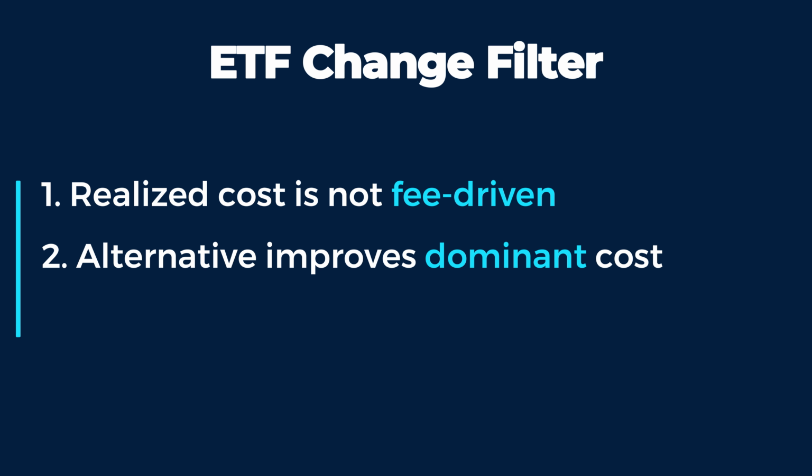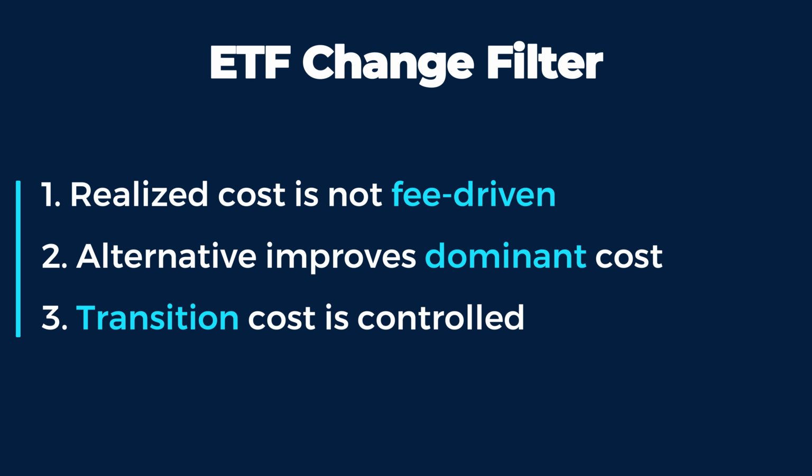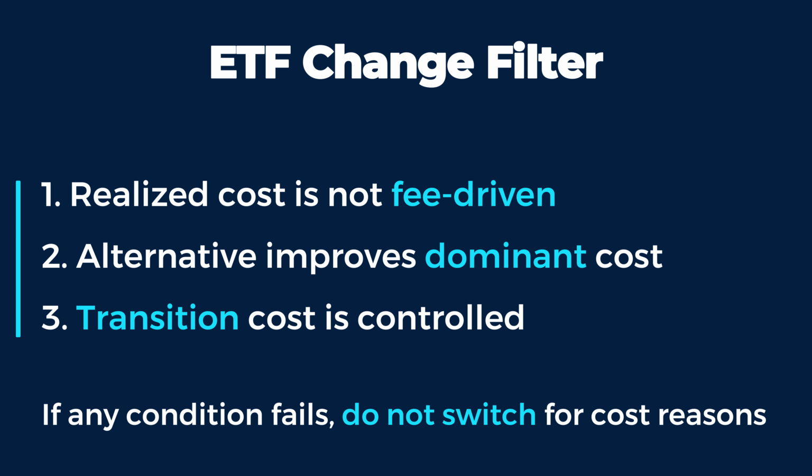The alternative improves the dominant cost term. That means the new ETF has tighter execution at your size, tighter tracking for the same exposure, or meaningfully lower tax friction for your account type. A lower published fee is not sufficient. The transition cost is controlled. That means you can switch without creating avoidable tax realization, without paying wide spreads during stress, and without disrupting your exposure target. If any condition fails, do not change the ETF for cost reasons.